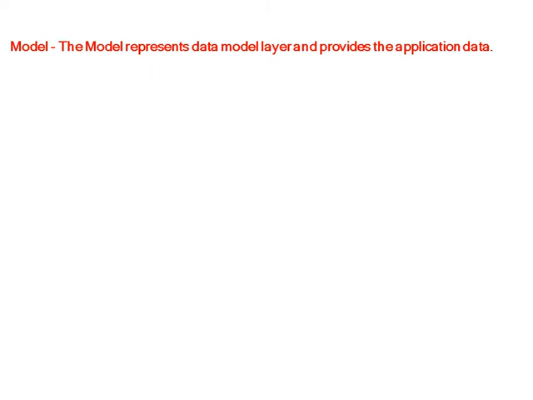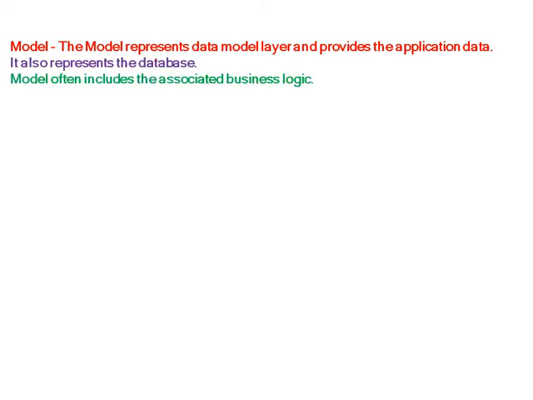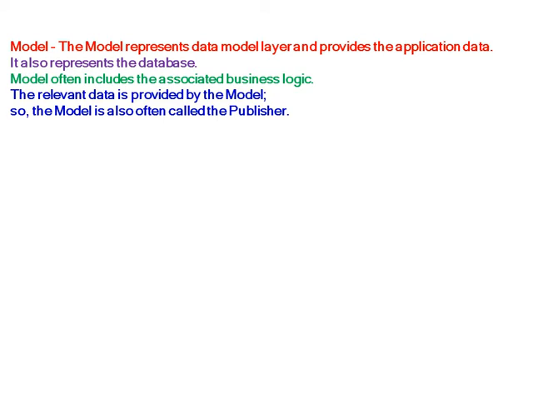Model. The model represents the data model layer and provides the application data. It also represents the database. The model often includes the associated business logic. The relevant data is provided by the model, so the model is also often called the publisher.